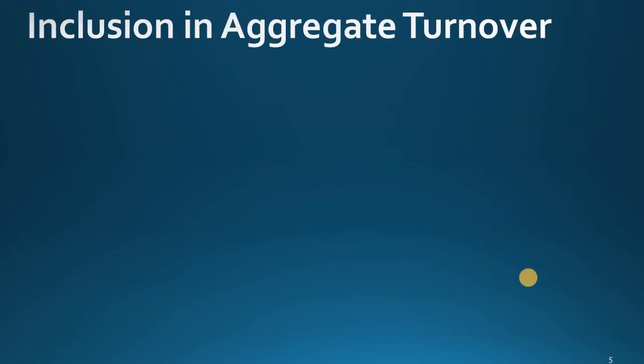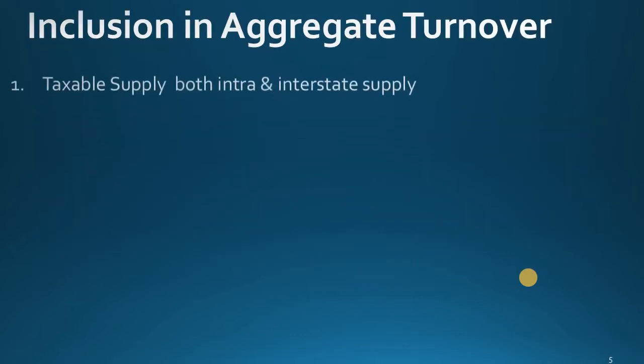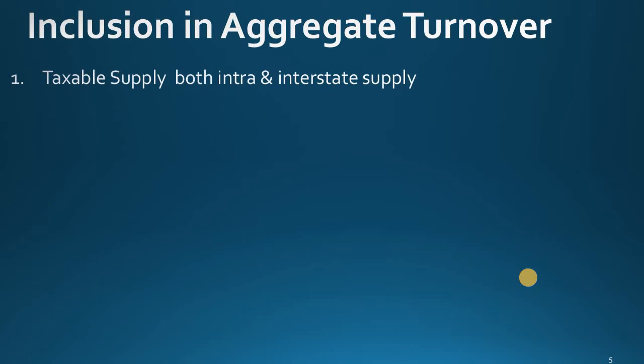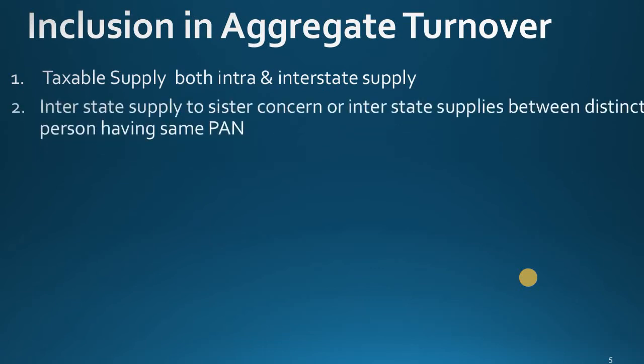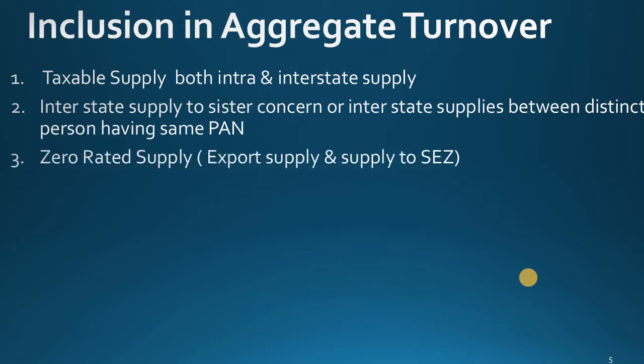Now let's see what is included in aggregate turnover. First one is taxable supply, both intra and interstate supply. Then interstate supply to sister concern or interstate supplies between distinct persons having the same PAN. So distinct person means he may have multiple registrations in different states or within the state, but the PAN number is same. So that person is called a distinct person.